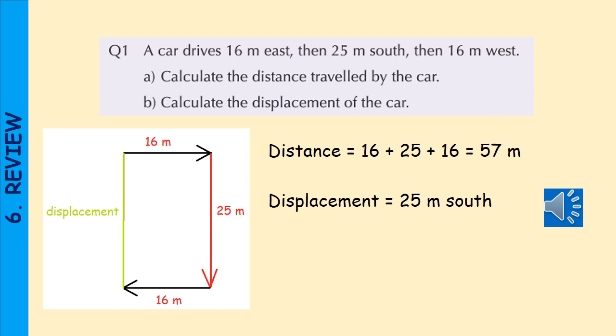So our car is driving 16 meters east, followed by 25 meters south, followed by 16 meters west. Easiest way to deal with this is to draw a diagram. As you can see here, the distance is nothing to do with the direction, so to find the distance you'd add the three distances together and get a total of 57 meters. The displacement is the straight line distance between the starting and ending points, and that's drawn there for you in green. So we're starting at the starting point, ending up where we're ending up. That's 25 meters, and it will be in the direction south.